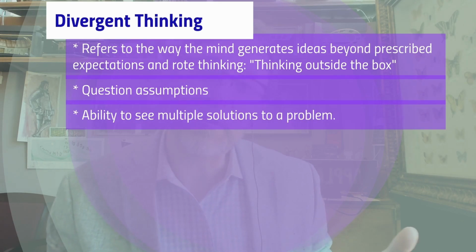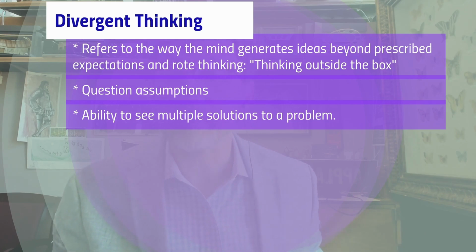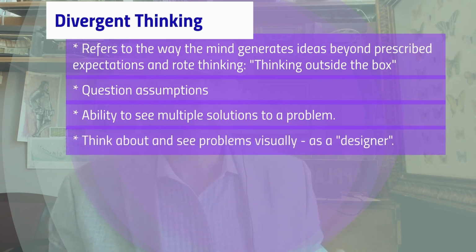Next, ability to see multiple solutions to a problem. You just came up with multiple uses for one object. The same is true for problems. If we see multiple solutions to a problem, we're more than likely going to be able to solve that problem. Think about and see problems visually as a designer.